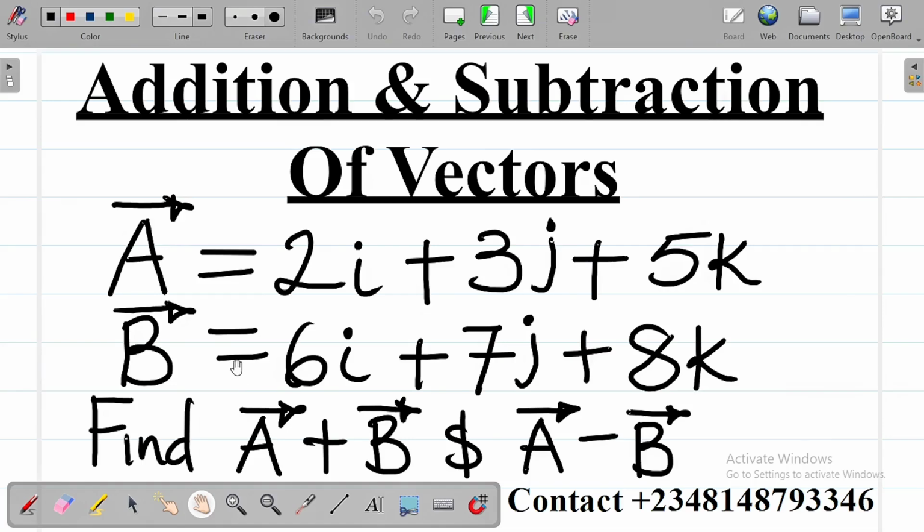Now note this: when you are asked to add or subtract vectors, simply add or subtract the corresponding components. So this is what I mean. We have 2i and we have 6i. They are alike, so you add 2i to 6i. You cannot add 2i to 7j because 2 has i and 7 has j, so they are not corresponding. All right, let's solve this problem.